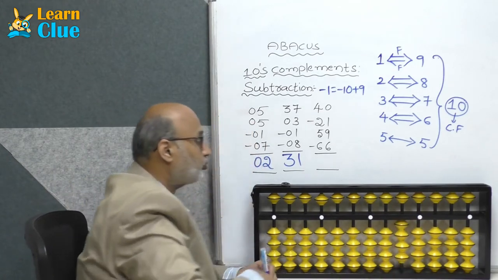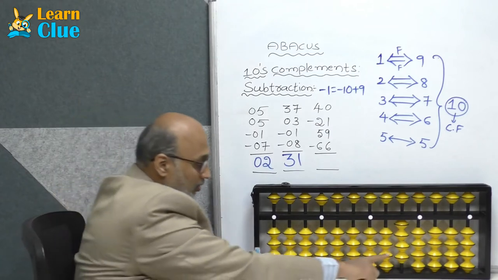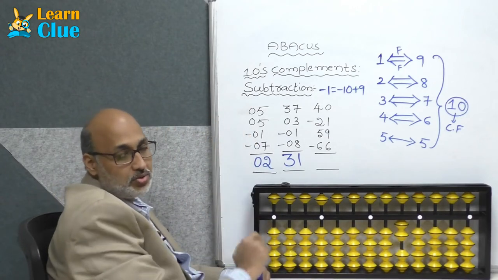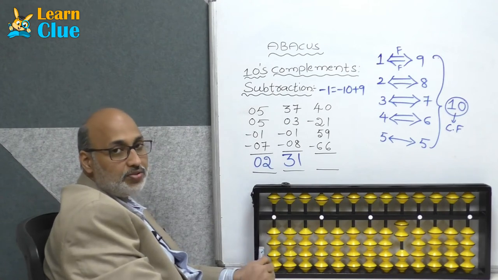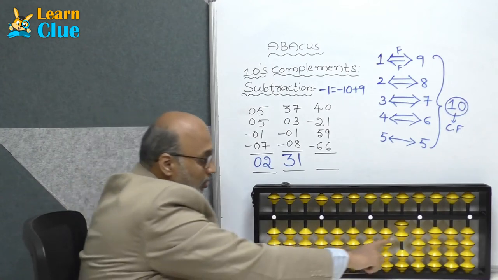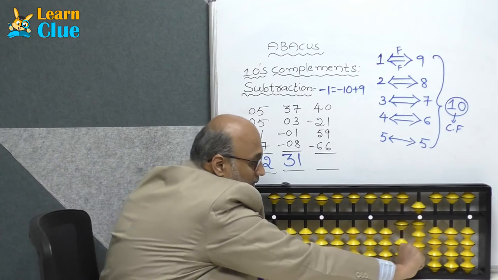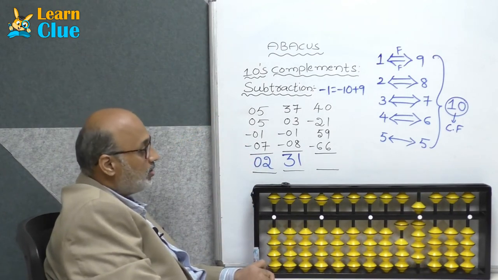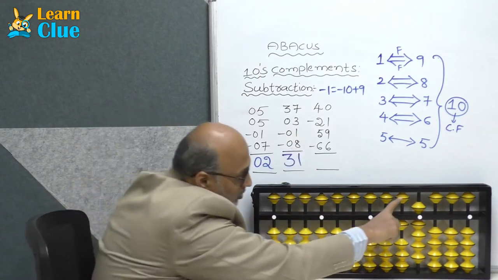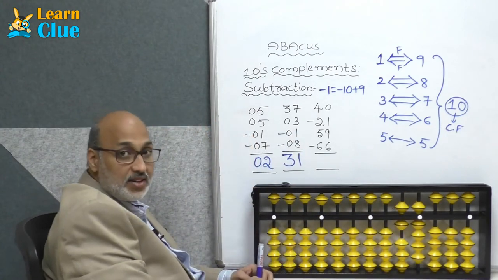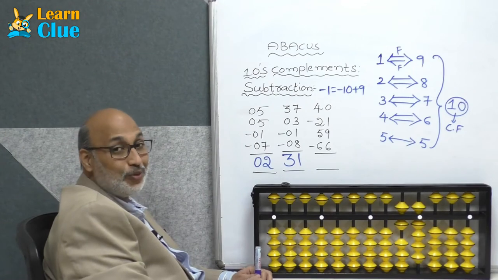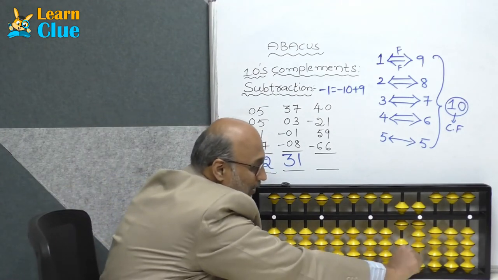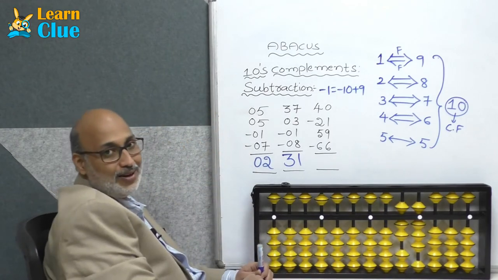40 minus 21. First we have to subtract minus 20. Now think about minus 1. How to do minus 1? Who is the friend of 1? 9. So minus 10 plus 9. Next is 59 plus 50 plus 9. How to do plus 9 here? Who is the friend of 9? 1. So minus 1 plus 10.